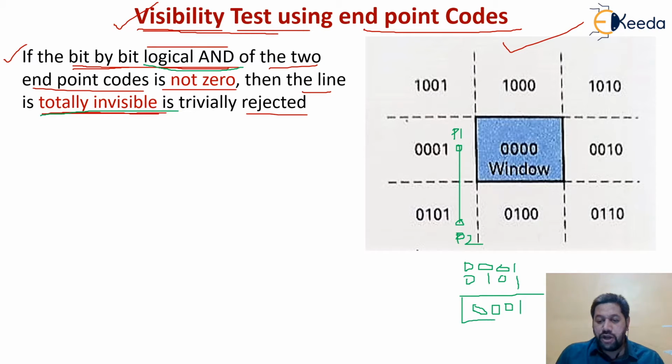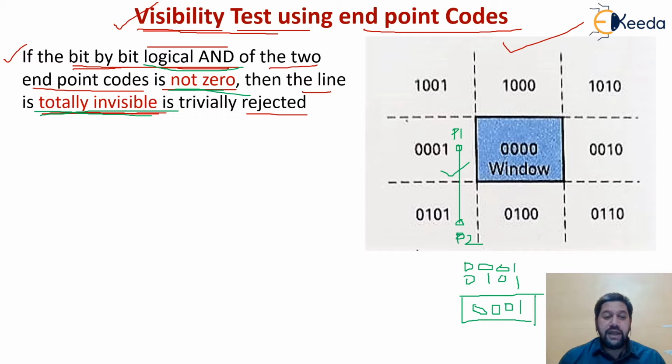Okay, so what is my result? Just check what is my result. My result is not 0. Whether I'm having the result as all 0 0 0, no. So what does this indicate? It indicates that this particular line is totally invisible. If my bit by bit logical AND operation is not 0, and here it is not 0, it indicates the line is totally invisible. Okay, I hope all of you understood it.